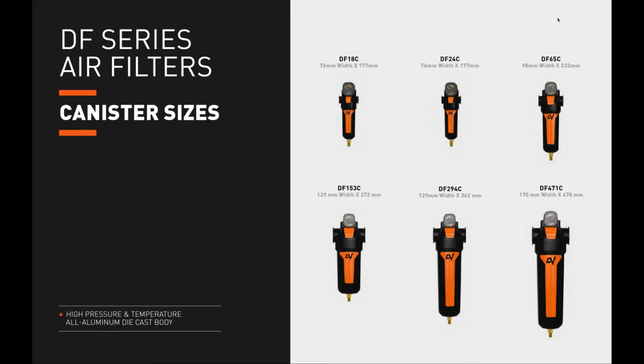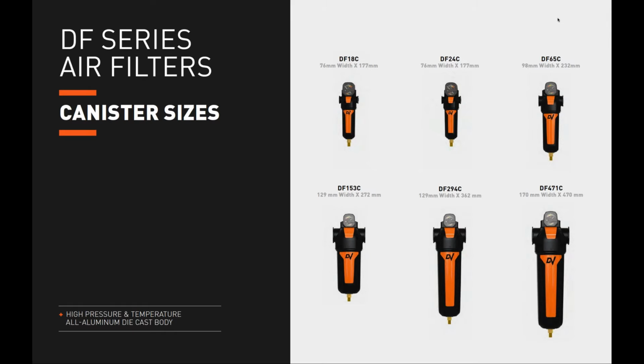Now let's talk about available canister sizes for DF series air filters. These air filter canisters come in 6 sizes to complement a wide range of flow requirements. The DF18C and DF24C are both 76 millimeters wide and 177 millimeters in height.